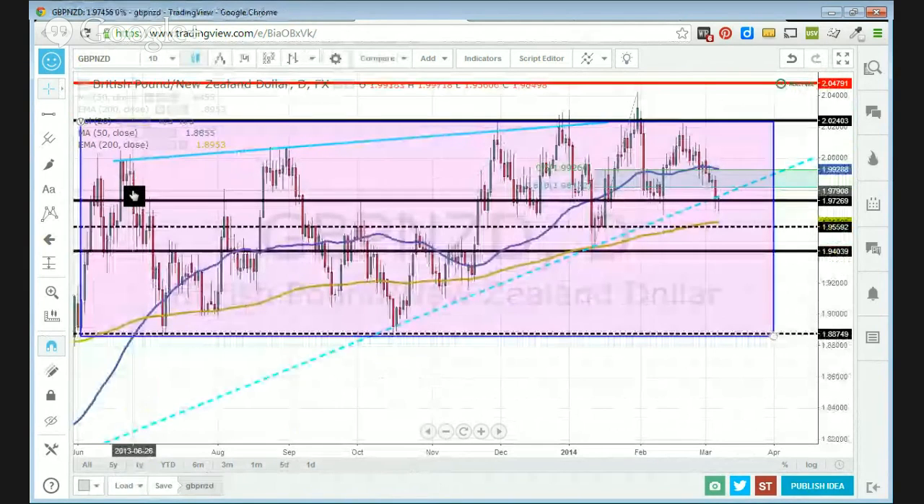Pound Kiwi. Okay, we're at support here clearly. This is interesting. I have a long Euro Kiwi trade on as well.